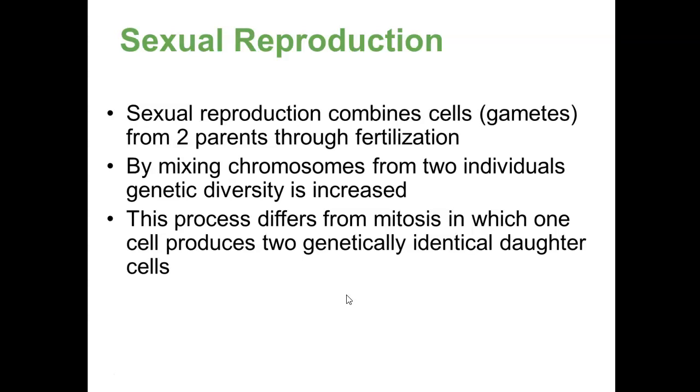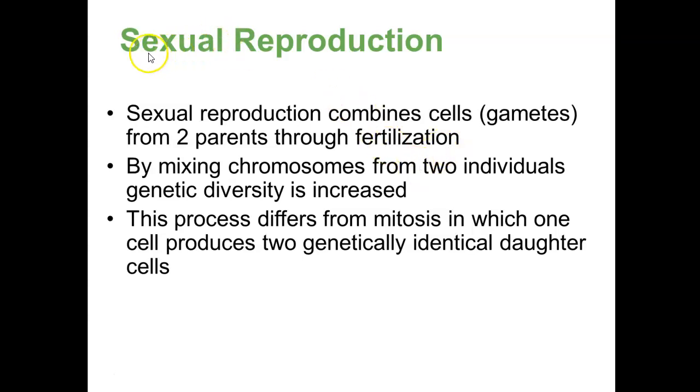So sexual reproduction involves the recombination of cells called gametes in all organisms. The recombination of those cells, and the combination of the genetic contents of those two cells, the process of those two cells combining, is called fertilization.